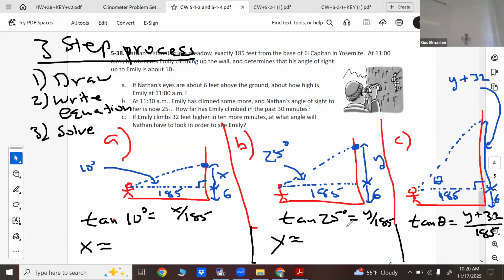I think all the finer details, you guys know, multiplied by 185, I don't need to show that. And we know you have to be in degree mode. So we do 185 times tan of 10. I get 32.62 feet. However, you have to add 6.